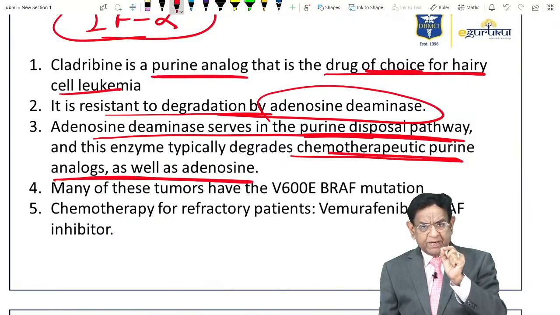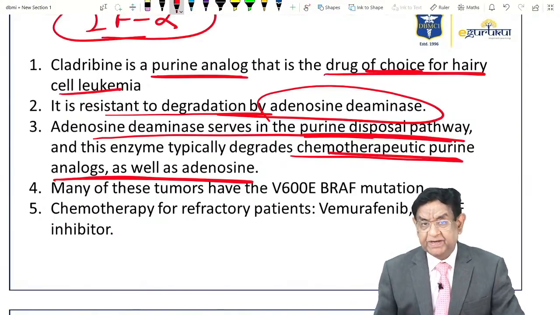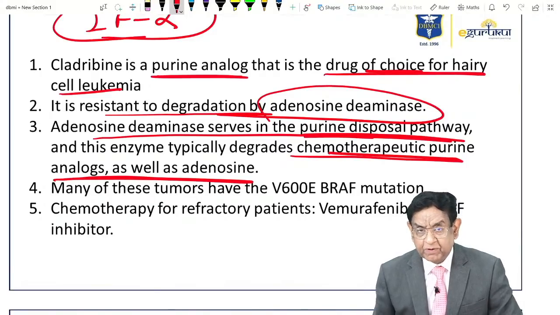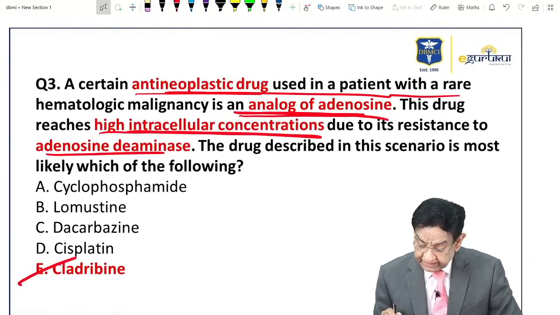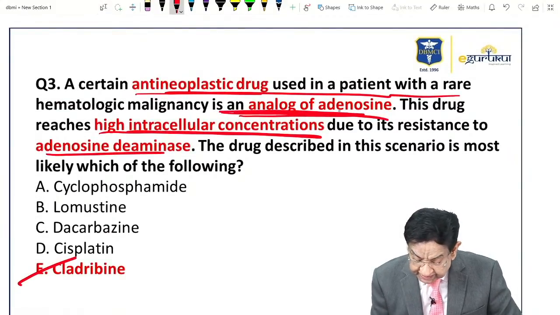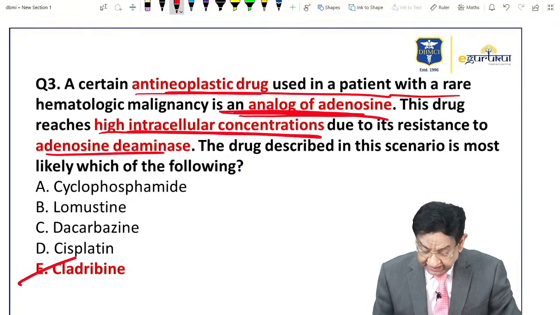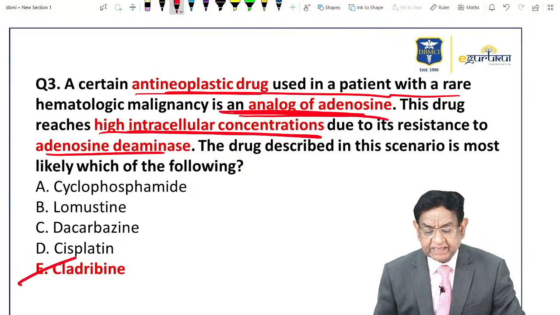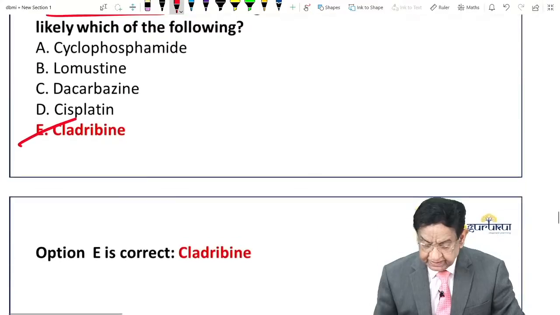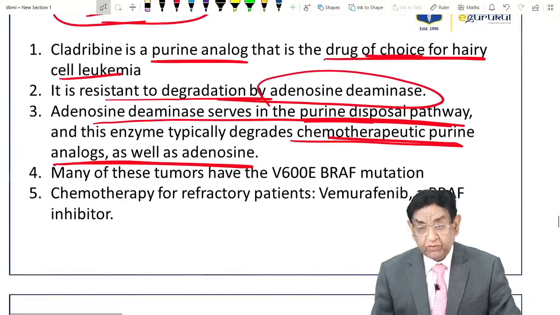Now, cladribine being resistant to the action of adenosine deaminase, they use cladribine for the treatment of hairy cell leukemia. So now you are clear about it, that it is a resistant analog. It is the analog of adenosine, but not degraded by adenosine deaminase. That's why it can attain a very high concentration inside the cell, and that can damage the cell. Okay.